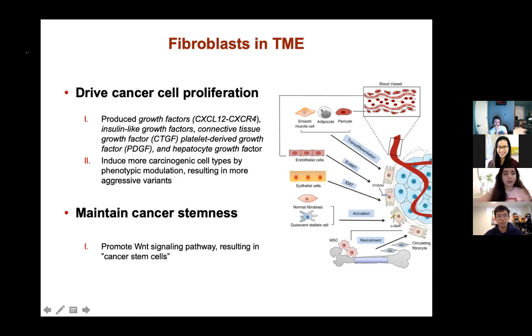They also maintain a lot of the cancer stemness because they are involved in the WNT signaling pathway. So it keeps the cancer cell at a mid differentiation state where it can harness the ability of extremely high proliferative states to then grow.